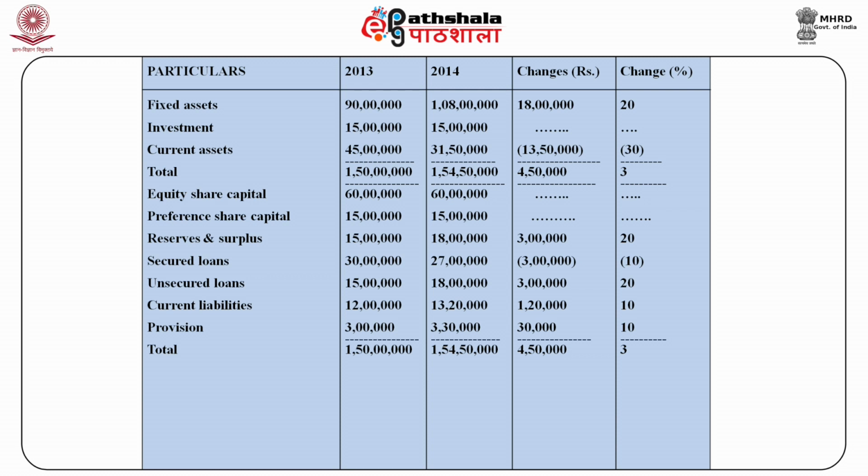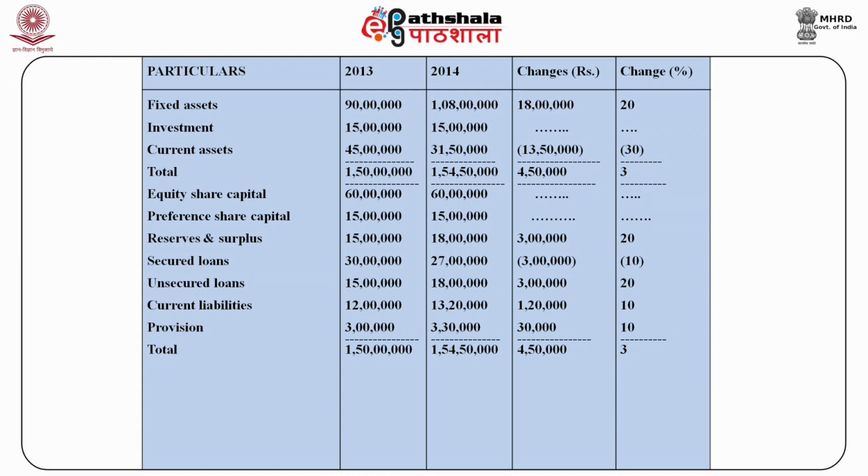The reserves and surpluses for the year 2013 are 15 lakh. They have gone to 18 lakh. That is, there is an increase of 3 lakh, showing an increase of 20%. Then we have secured loans. They have reduced from 30 lakh in the year 2013 to 27 lakh in the year 2014 by 3 lakh, showing a decrease of 10% of the total.